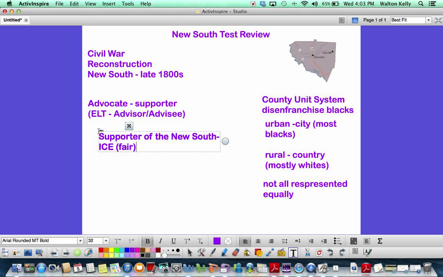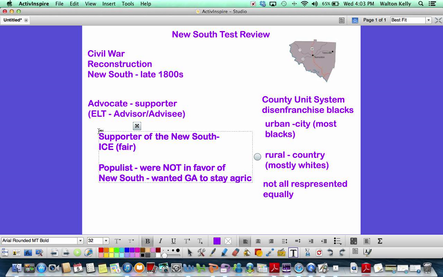Now, who was not in favor of this? The Populists were not in favor, or not an advocate of the New South. And why was the Populist Party not in favor of the New South? Because the Populist Party wanted Georgia to stay agricultural.